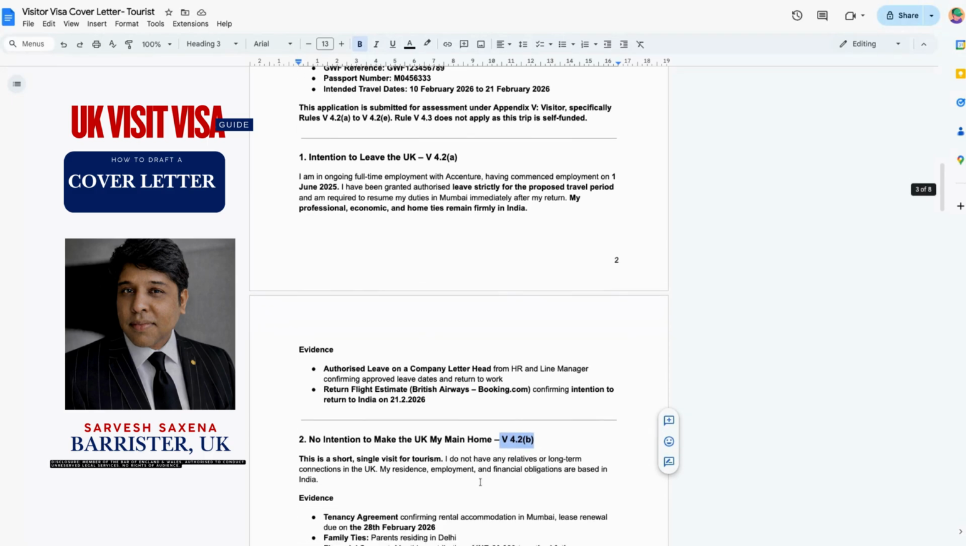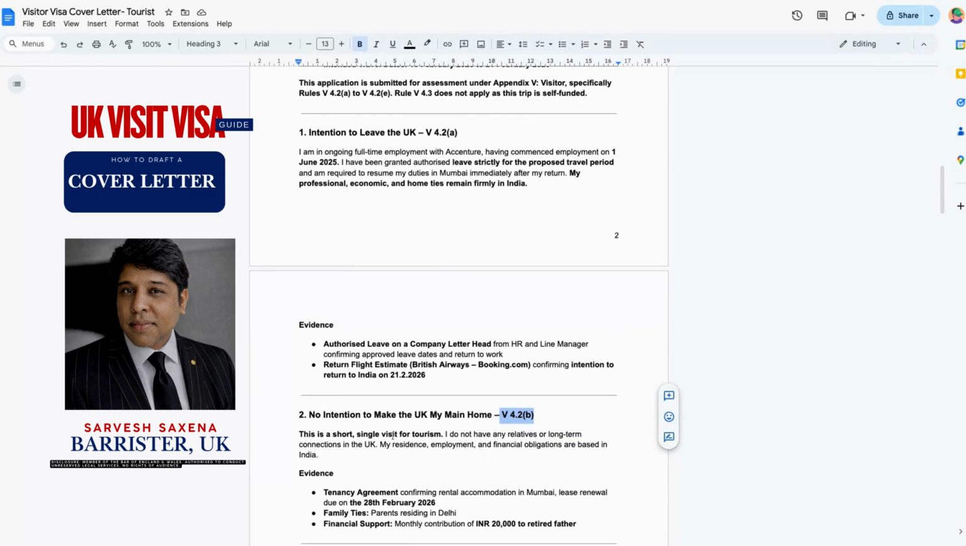So, how I prove here is this. This is a short single visit for tourism. I do not have any relatives or long-term connections in the UK. My residence, employment, and financial obligations are based in India. This is a simple statement, but it's a powerful one because it states that it's a short visit. I'm only going for tourist purposes and I do not have anyone, because if you got many people who live in the UK, there could be suspicion that first of all you're not applying for the right visa, which should be a family visitors visa, or there could be chances that you will go there and not come back.